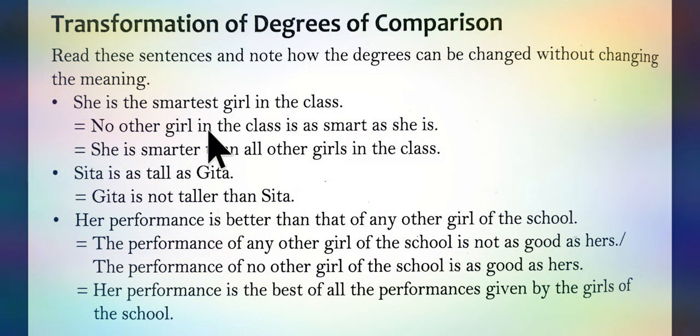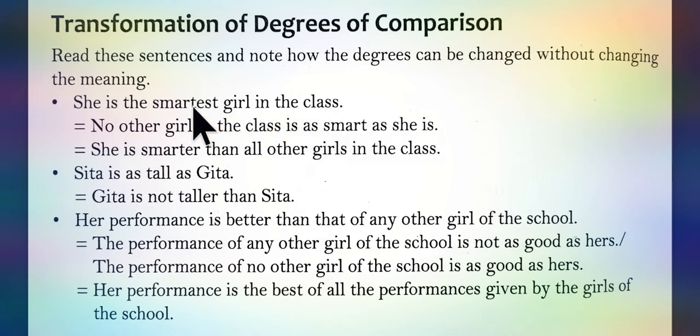Now the next topic is transformation of degree of comparison. Now please try to understand this with a few examples. Now read these sentences and note how the degree can be changed without changing the meaning. So here in these examples we can see that the degrees will change but the meaning will remain the same. For example, she is the smartest girl. She is the smartest girl in the class.